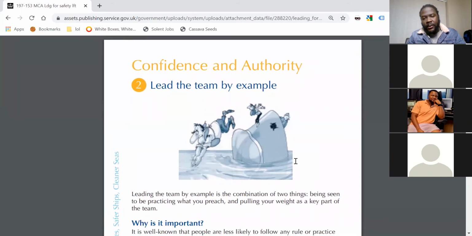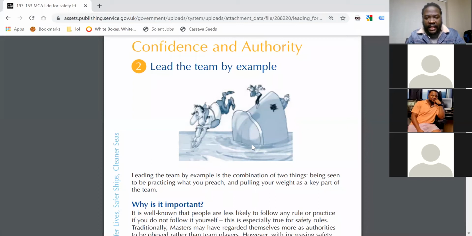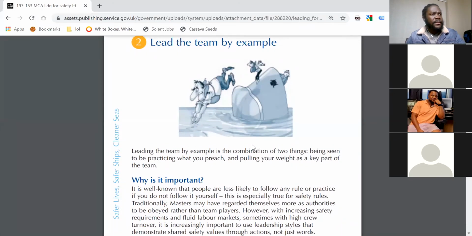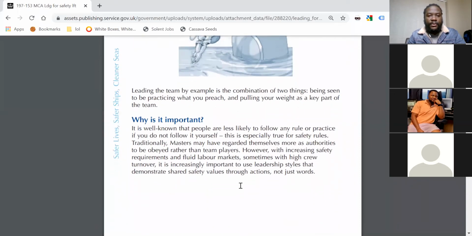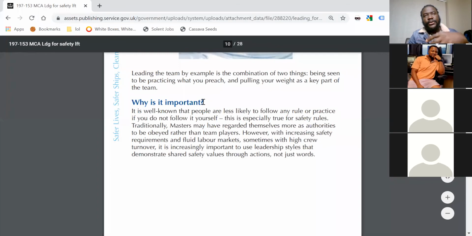Okay, so lead the team by example. It doesn't mean jump into the water like this picture says. But if you want people to do something, hopefully you can do it yourself as well. Practice what you preach. If you want to talk about safety, then we should be into safety ourselves, so that everybody knows we are on the right track. If you tell people to use their PPE, then use your PPE as well during work hours, because people follow. They say, what you do speaks so loud, people cannot hear what you are saying.